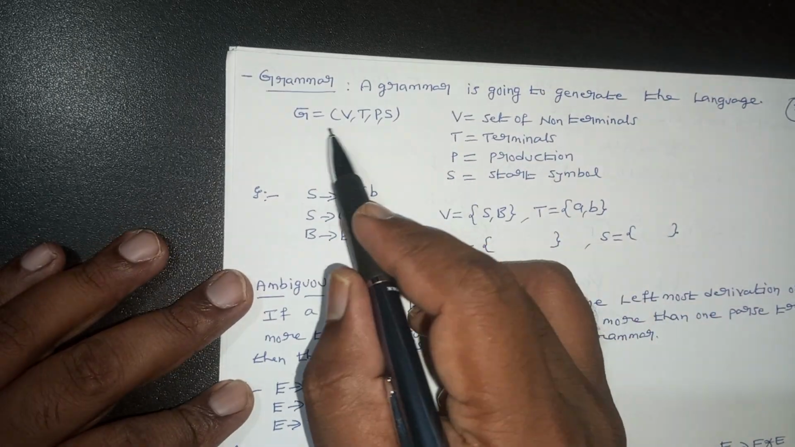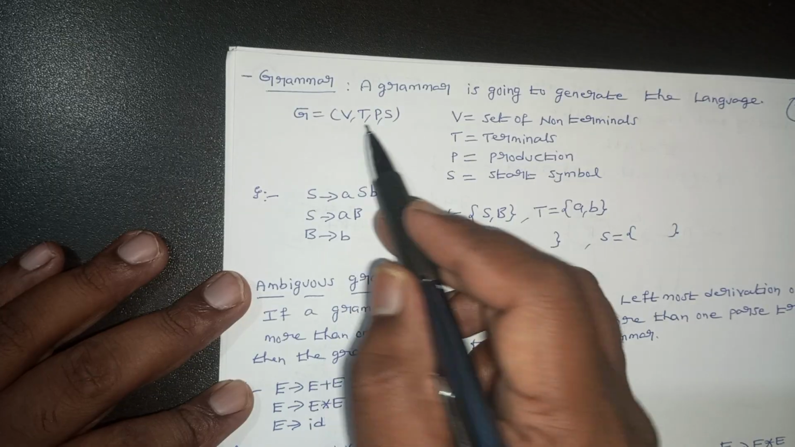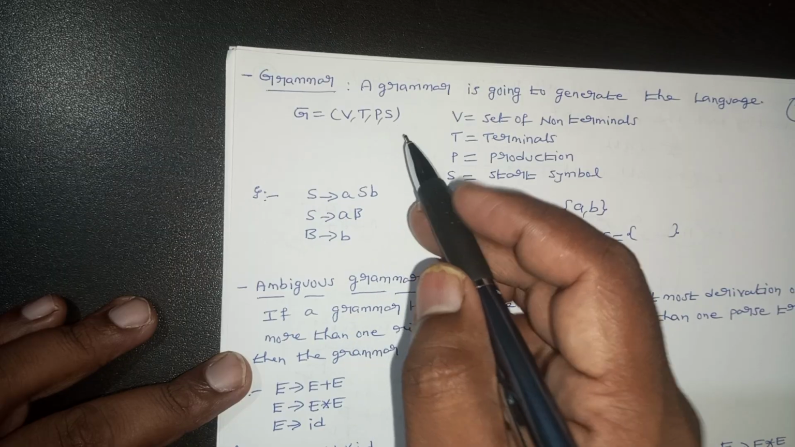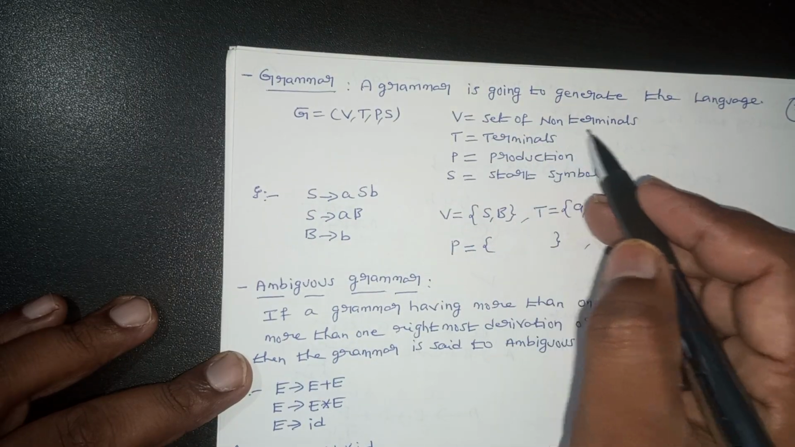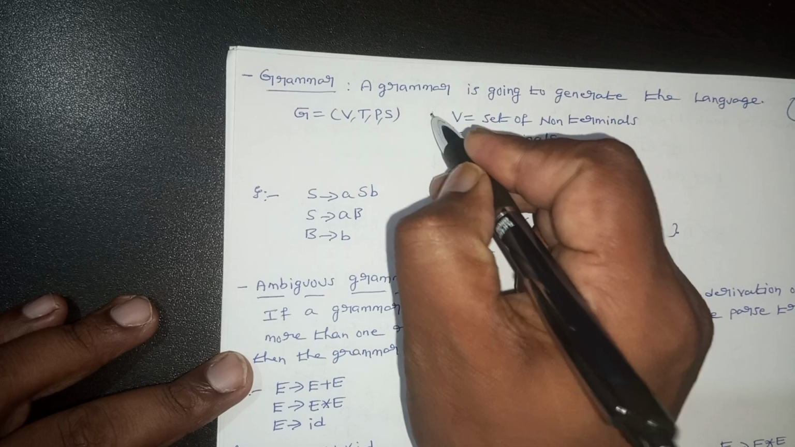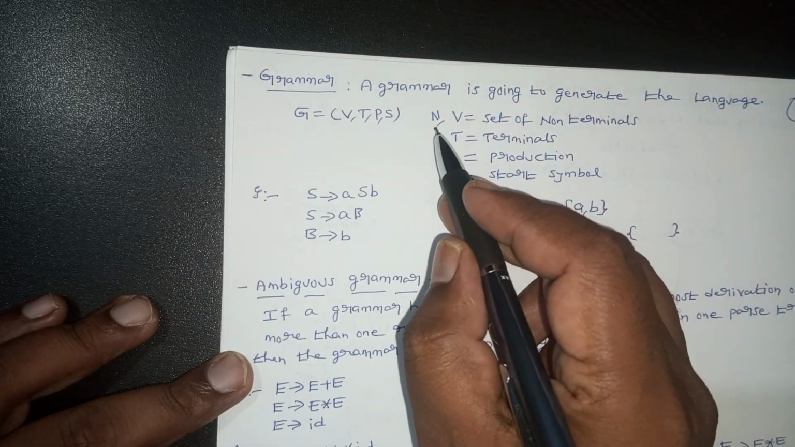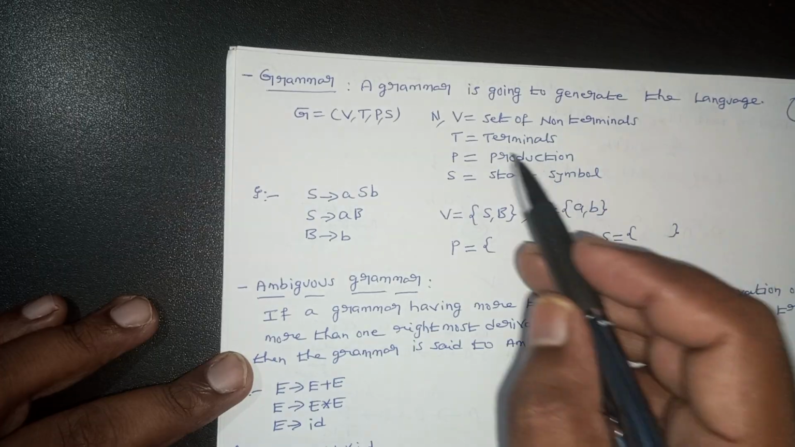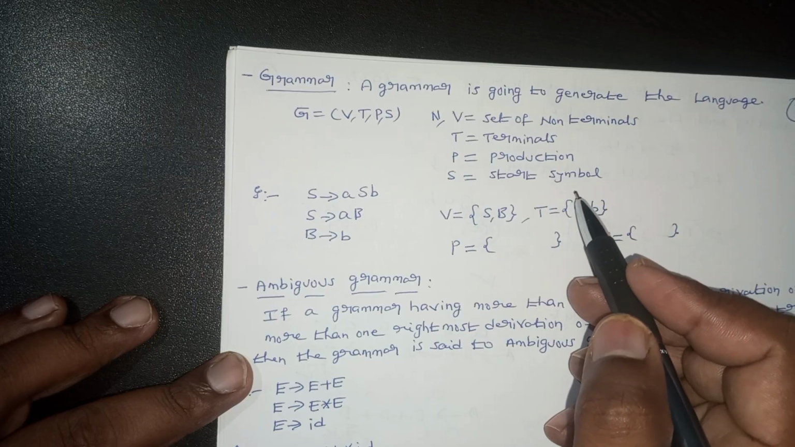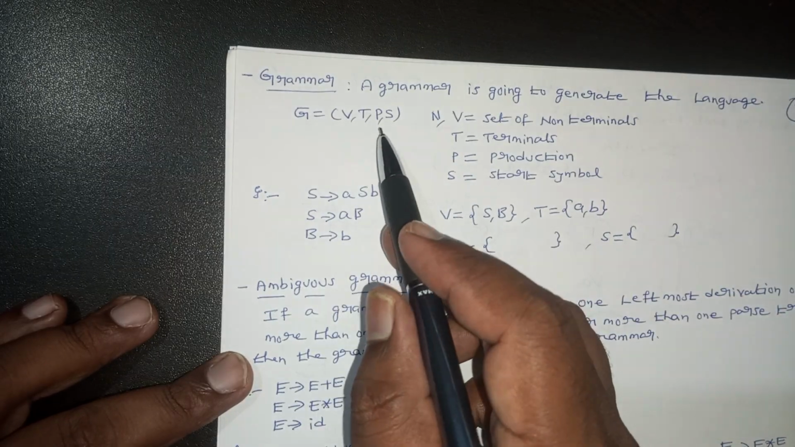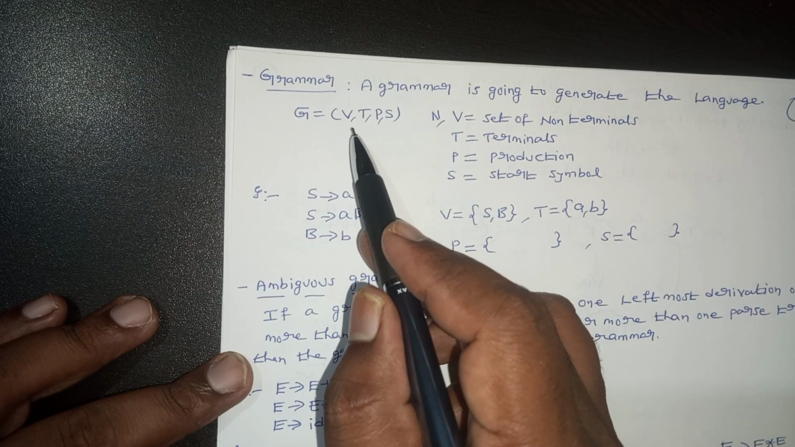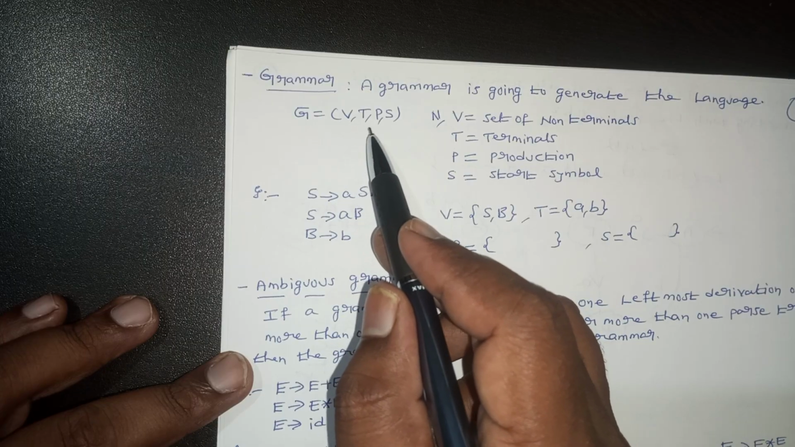So generally a grammar is equal to four variables: V, T, P, S. What is V? Nothing but a set of non-terminals. In some textbooks they have given the name N for V, so N or V both are the same. T equals terminals, P equals production, S equals start symbol. So totally I have four elements. In order to explain a grammar I have four characteristics: V, T, P, S.